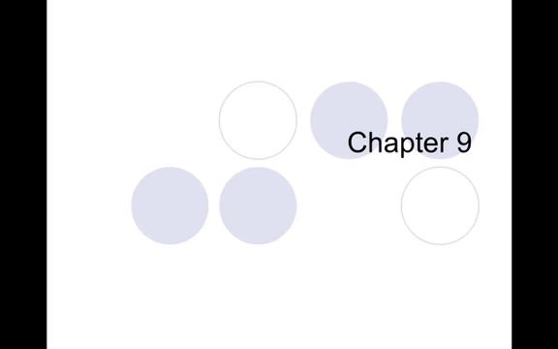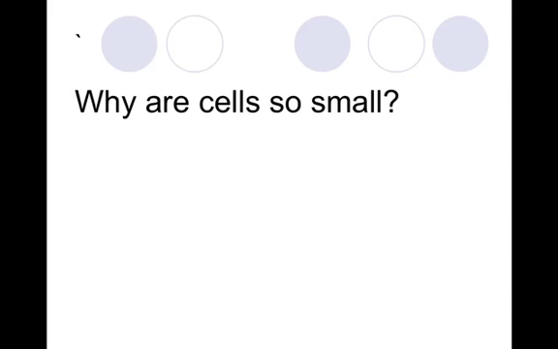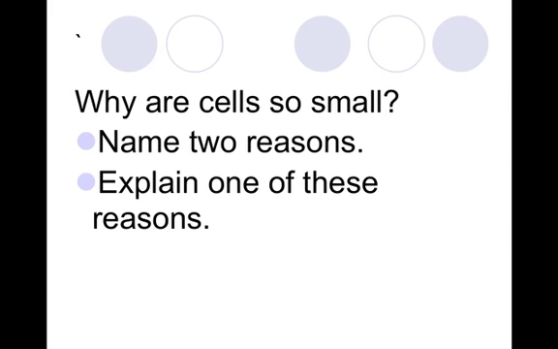Chapter 9, Cell Reproduction. So why are cells so small? We talked about this before we got into mitosis and cell reproduction and cell division. There are two main reasons why cells remain small.